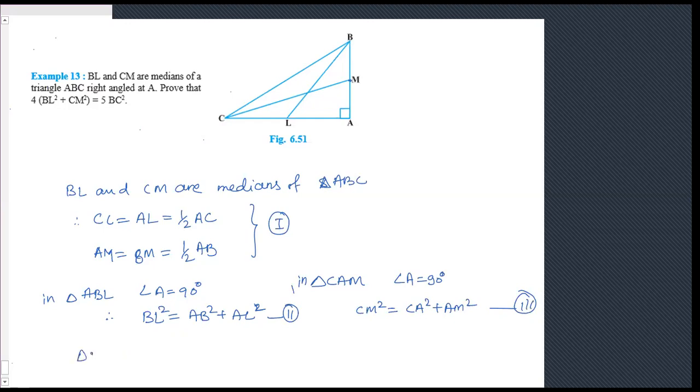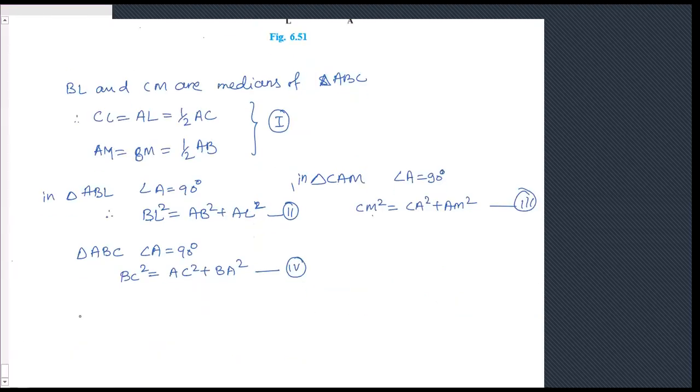And now for triangle ABC as well. In triangle ABC, angle A is 90. So the Pythagoras theorem applicable for this is BC square is equal to AC square plus BA square, that is AB square. This is the 4th. Okay. Now what they are asking us to prove is BL square plus CM square in terms of BC square. So we have BL square, we have CM square. So 2 and 3, first we will add.